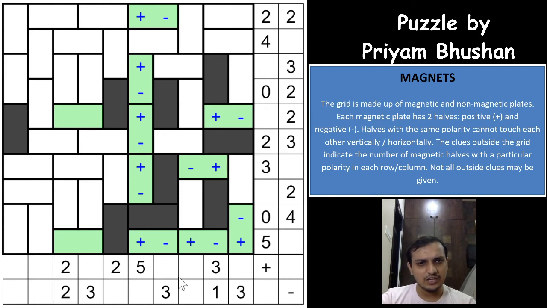And you need to place 3 negatives here. 1 is here, 2 is here. You cannot place a negative here, which means you cannot place a negative here as well. You need to have 3 negatives in this column. 1 is already here, you cannot place a negative here, you cannot place a negative here as well. So the third negative will have to be this one.